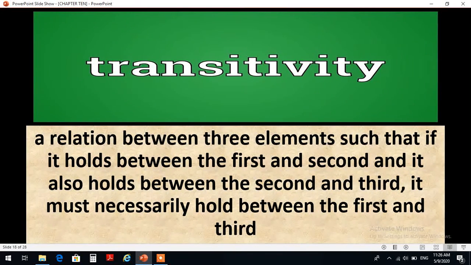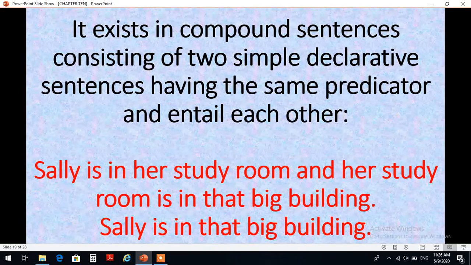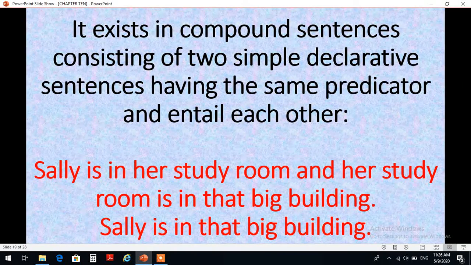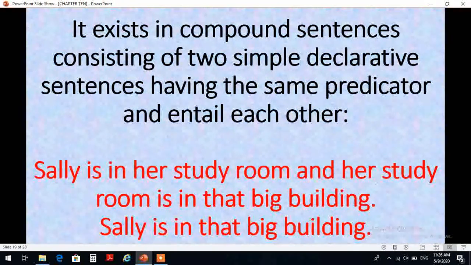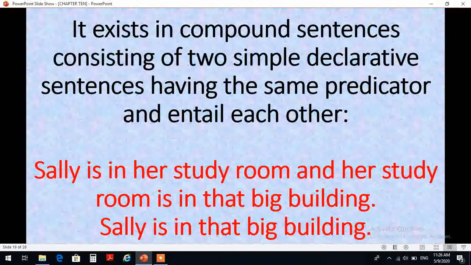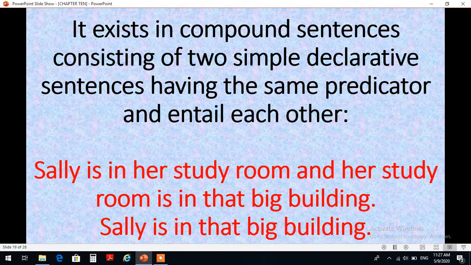سنشرح ما نعنيه بهذا التعريف في الأمثلة. This property exists in compound sentences consisting of two simple declarative sentences having the same predicator and entail each other. إذن تتحقق هذه الخاصية في الجمل المركبة المكونة من جملتين بسيطتين مثبتتين ويمتلكان نفس البريديكيتر وهنالك تتابع منطقي بينهما. They entail each other. For example, if we say Sally is in her study room and her study room is in that big building, this sentence entails the other sentence, which is Sally is in that big building. So this is an example of transitivity.